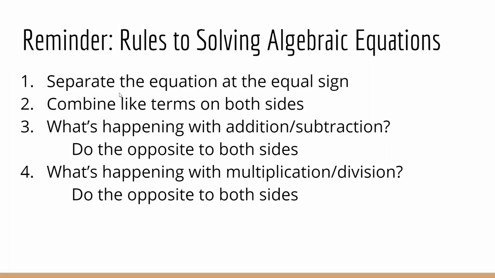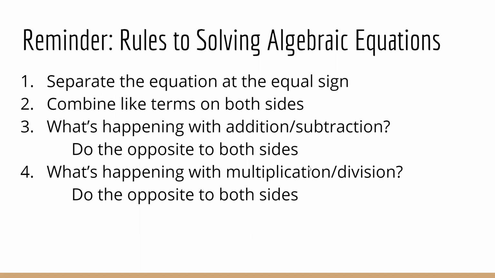So the first thing that we're going to do is separate the equation at the equal sign. Then we're going to combine like terms on both sides. Then we're going to work with our addition or subtraction first, and you're doing the opposite to both sides. Then you are asking yourself what's happening with the multiplication or division, and you're doing the opposite to both sides.